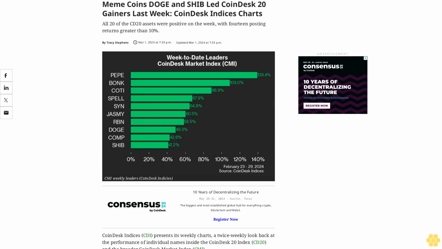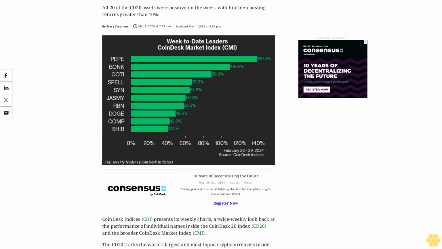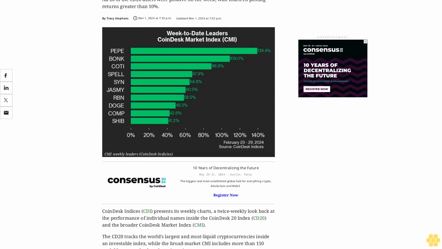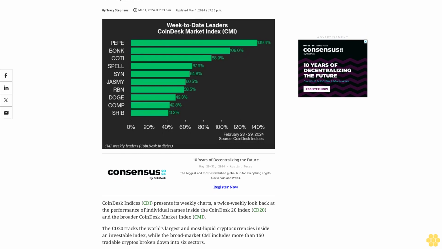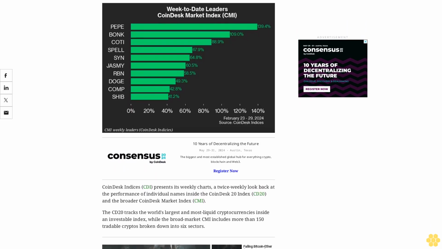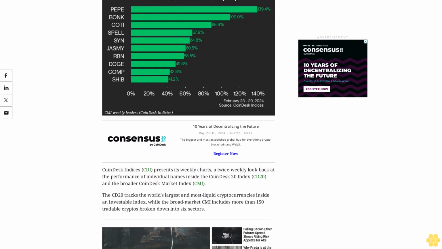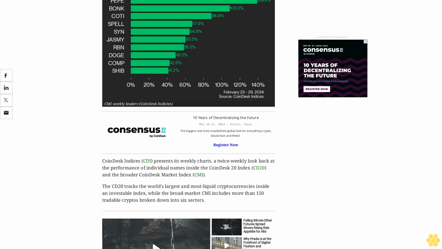Meme coins Doge and SHIB led CoinDesk 20 gainers last week. CoinDesk Indices charts: all 20 of the CD20 assets were positive on the week, with 14 posting returns greater than 10%. CoinDesk Indices (CDI) presents its weekly charts, a twice-weekly look back at the performance of individual names inside the CoinDesk 20 Index (CD20) and the broader CoinDesk Market Index (CMI).